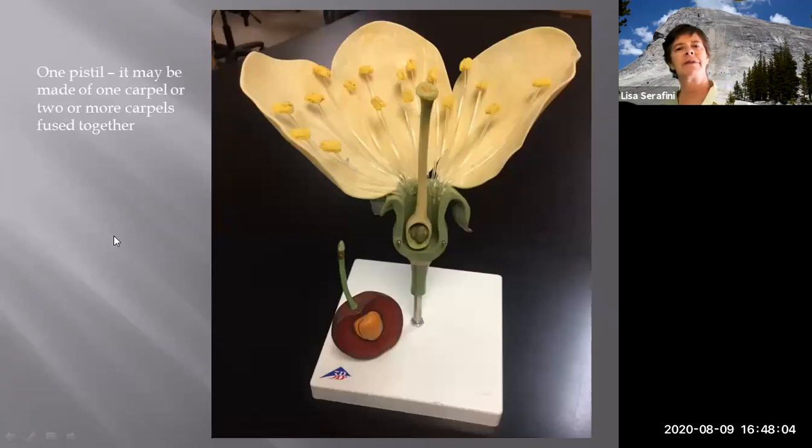So I have some examples I just want to show you. Here's a model of a cherry, apparently. And here's the pistil in the middle, which is actually made of 1 carpel in this case. Okay, I know it says it can be made of 1 or more than 1, but in this case, it's a simple pistil.